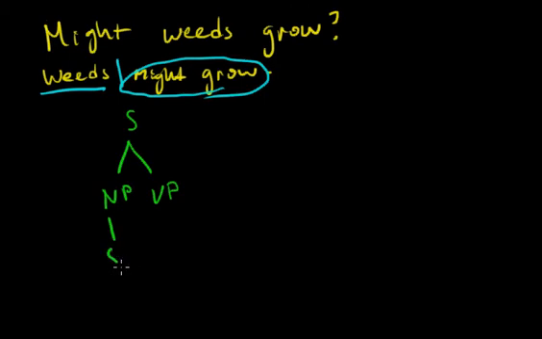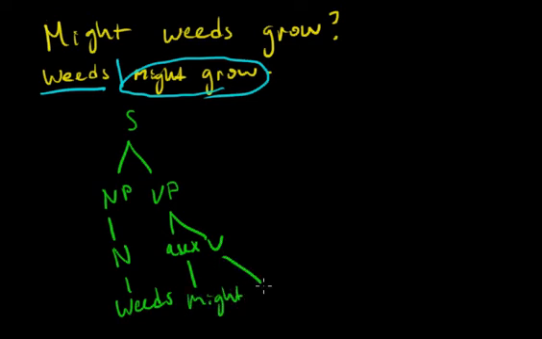There is our noun, weeds, and our verb phrase has an auxiliary and a verb. Our auxiliary is might, and our verb is grow. There you go. Let's do one more example, and then, well, actually, let's go ahead and have you diagram some sentences on your own.